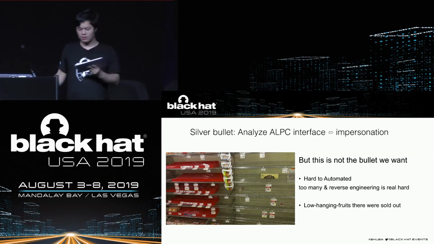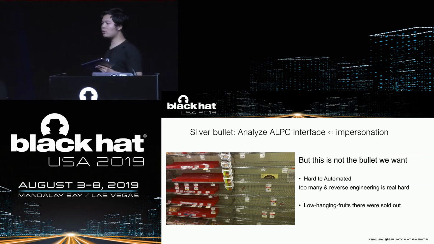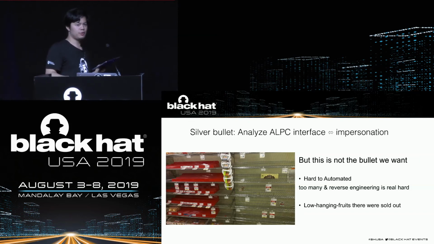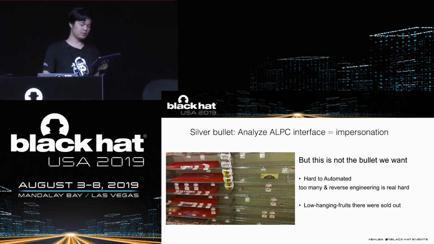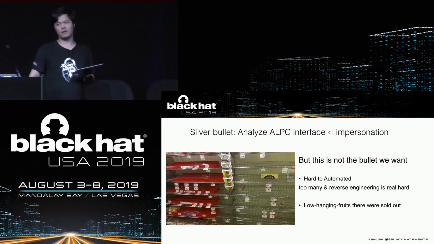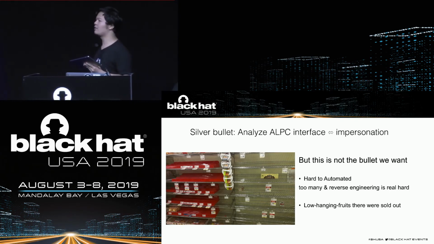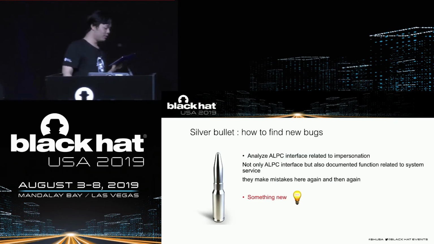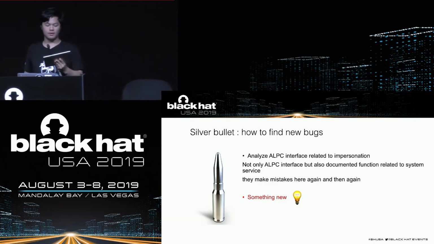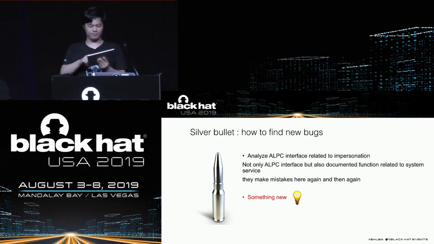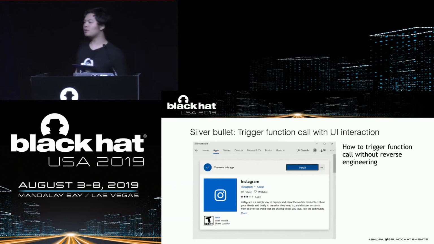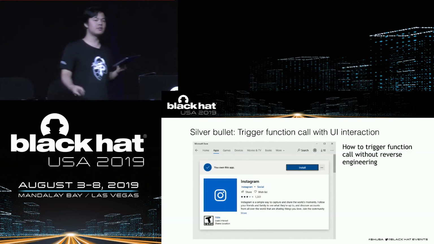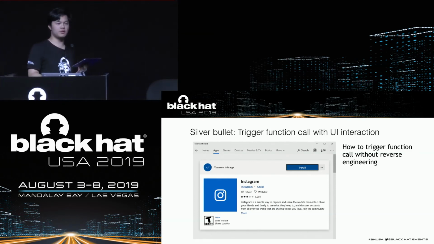So this is actually not what we want, because we want to automate this process. And we know reverse engineering is hard to do, and low-hanging fruit in this area has been sold out. There are so many nice bug hunters like James Forshaw. So what is actually the silver bullet? We need something new. The most important thing is how we could trigger those system services and functions without doing reverse engineering.